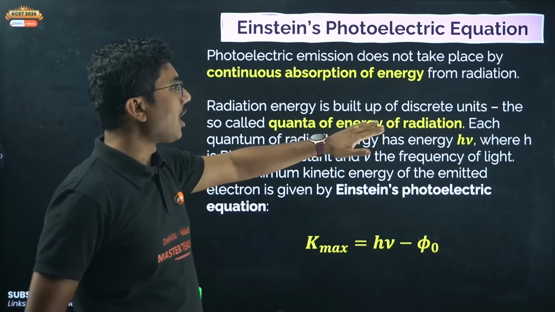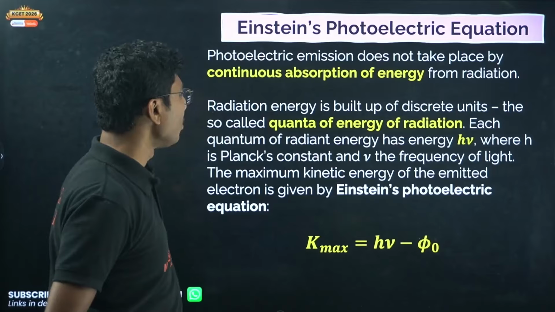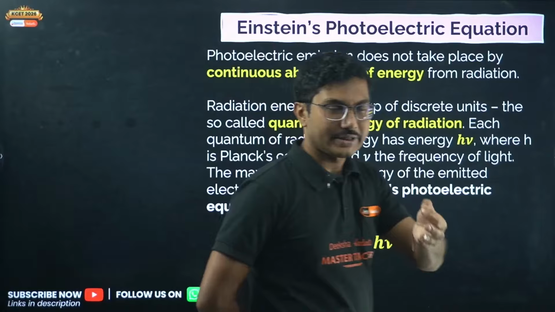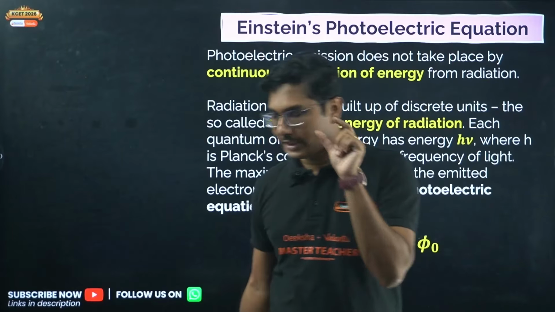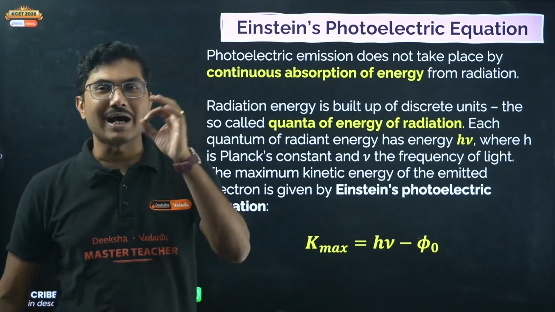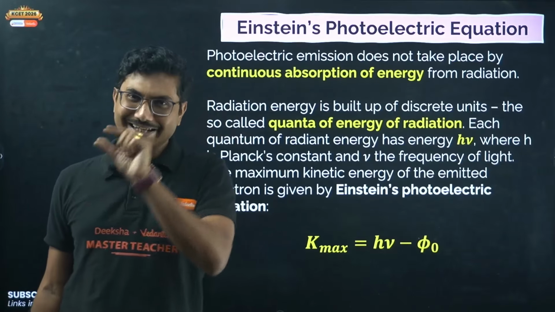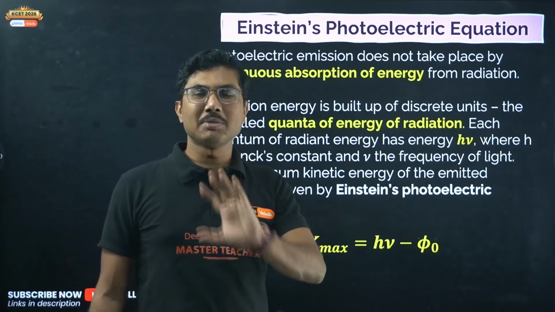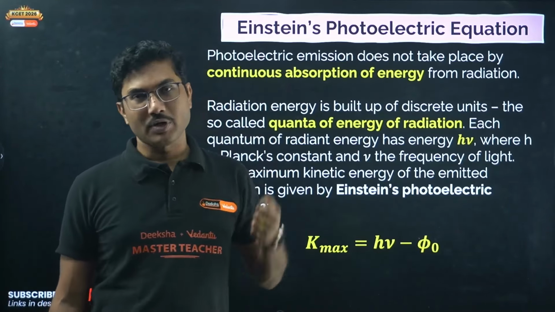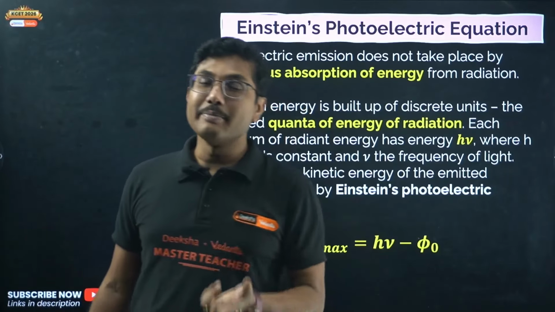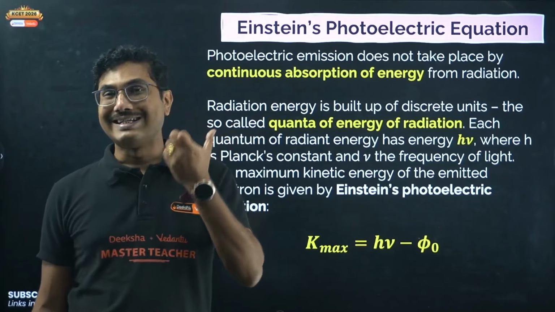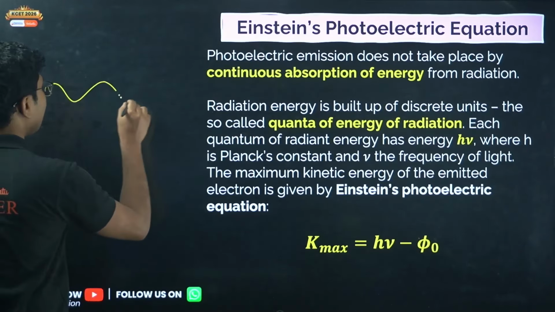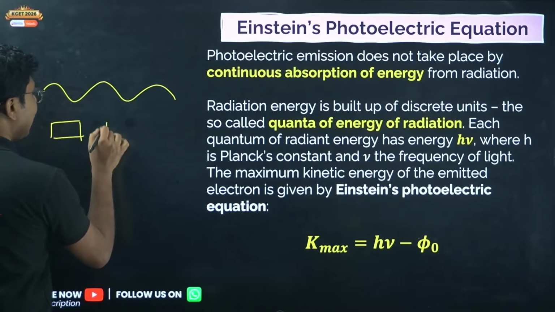Radiation energy is built up of discrete units, the so-called quanta of energy of radiation. So what is the quanta of energy? It is the minimum value. For example, you have learned quantization of charge. Charge has a minimum value of small e. Similarly, all radiation has a minimum energy, and that minimum energy changes with the frequency. The minimum energy carried by a radiation depends on its frequency. That is called discrete. Light is not continuous, but is made up of discrete energy packets.